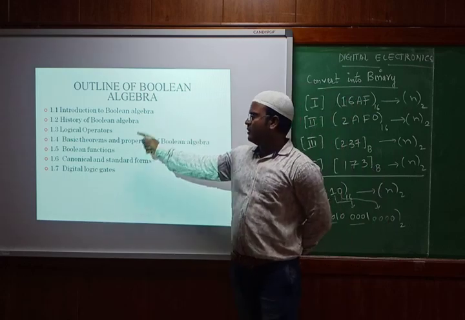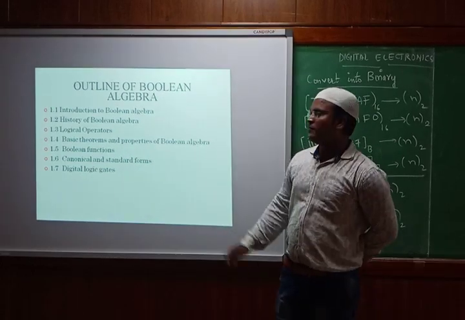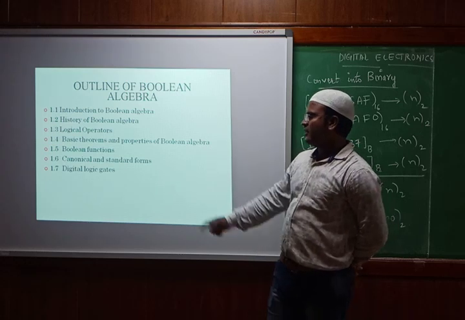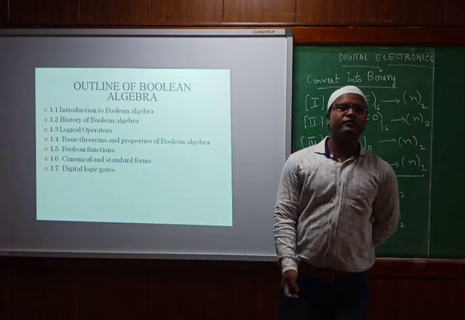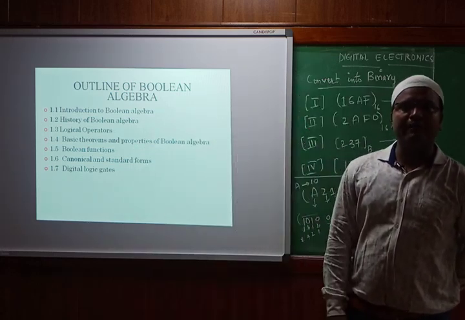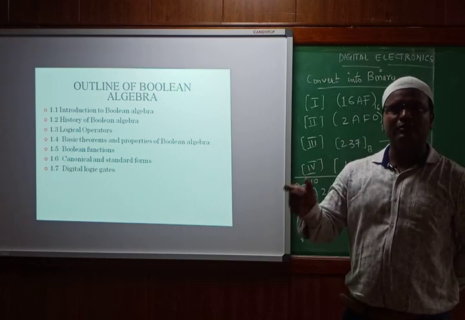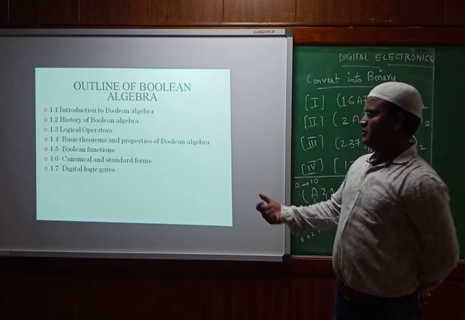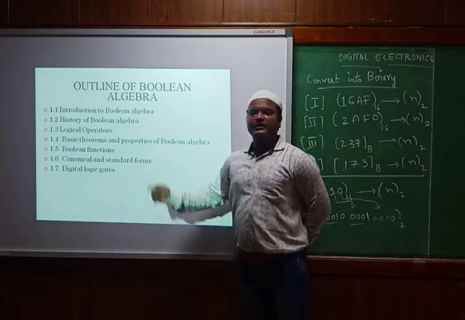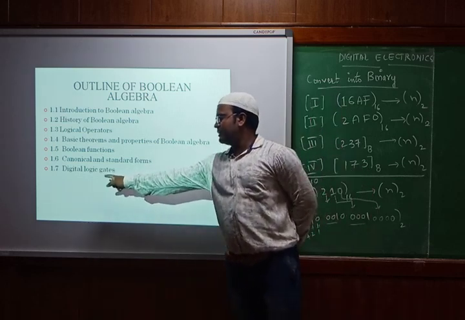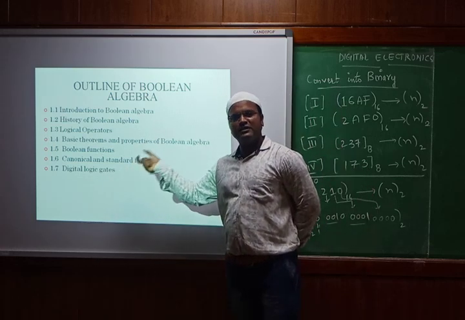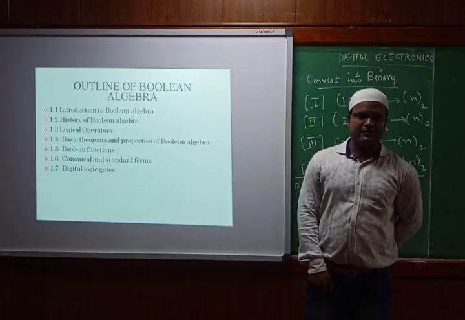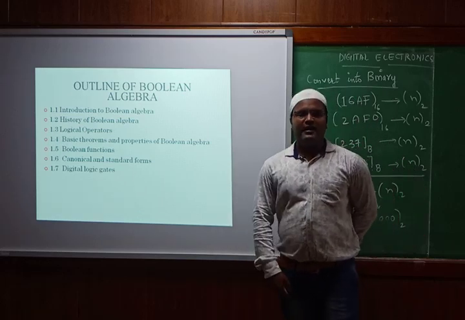Next will be Boolean theorems and their properties: how Boolean functions are used, what theorems there are, and we want to verify those. Next would be Boolean functions. By using Boolean functions, we will have 2 terms, min terms and max terms. By using min terms and max terms, we take the set of numbers and convert them into the respective numbers. Likewise, we will have canonical and standard forms, and next would be digital logic gates. We have seen the basics, and how we get hardware designing by using the logic gates. All that we will see in the next class.